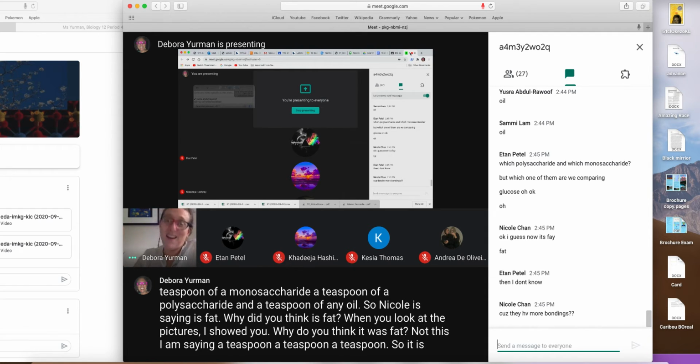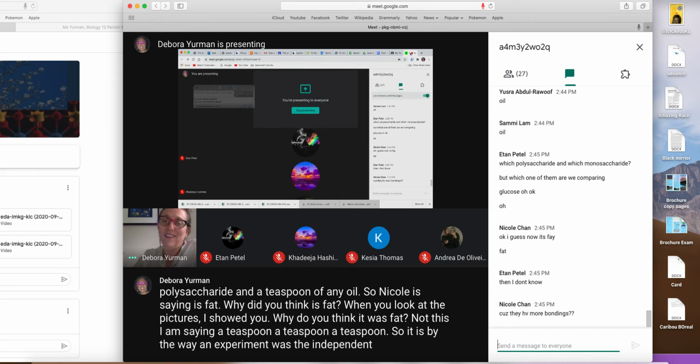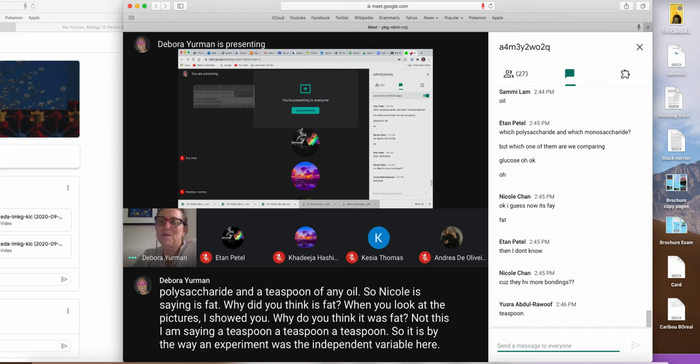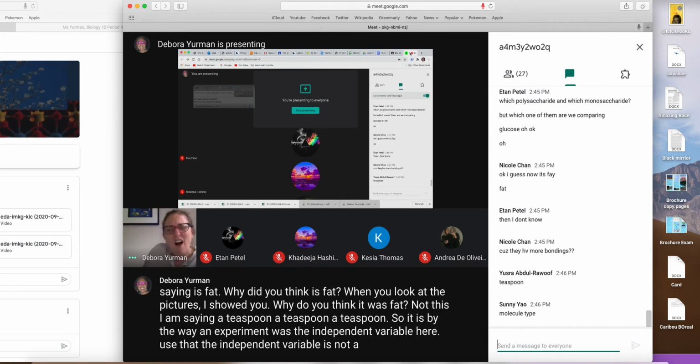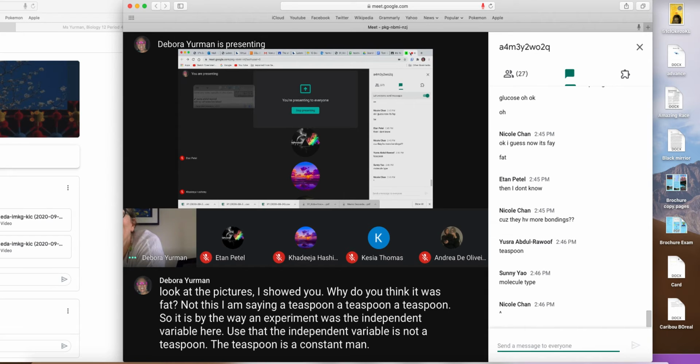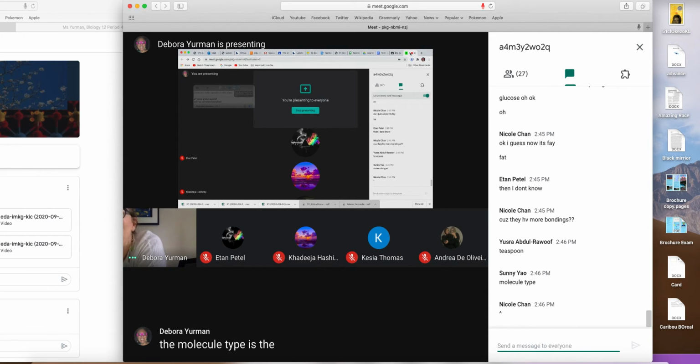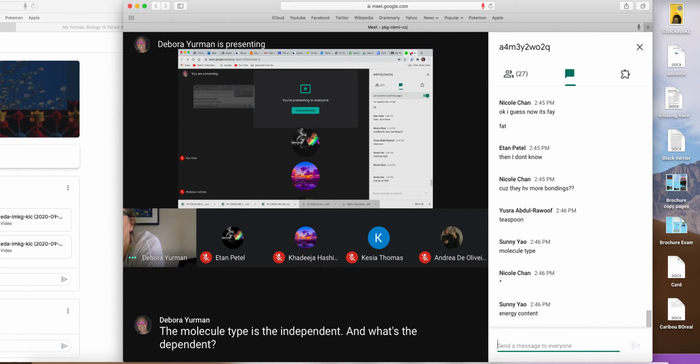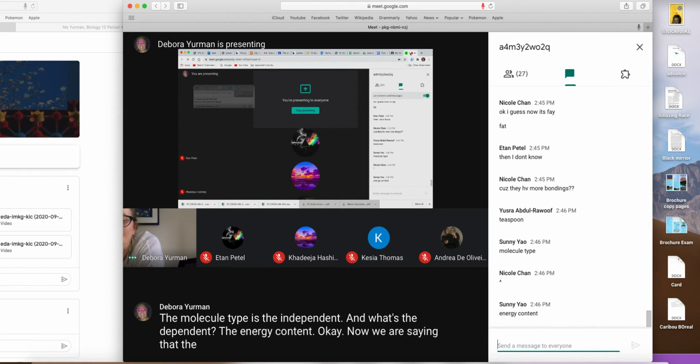This is, by the way, an experiment. What's the independent variable here? Yusra, the independent variable is not a teaspoon. The teaspoon is a constant. The molecule type is the independent variable. And what's the dependent variable? The energy content.